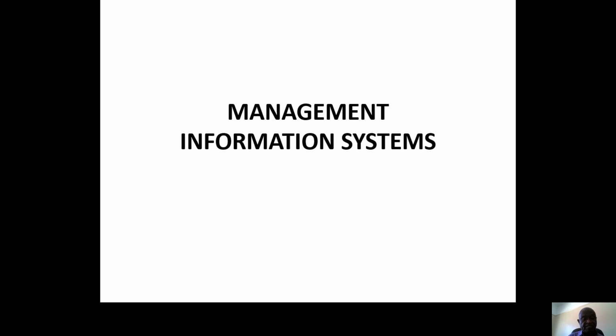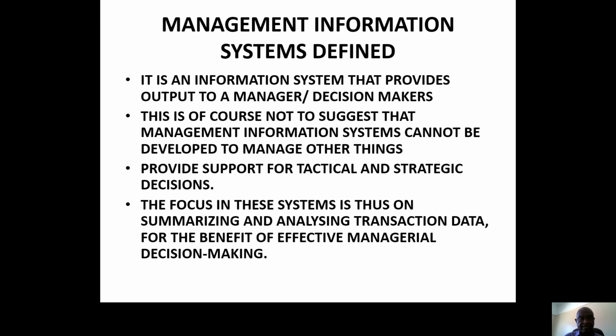We must define what management information system is, first of all. How would you define it? It is an information system that provides output to the managers, decision makers. So it's a management information system. This is not, of course, to say management cannot be used anywhere else. You will see as we explain. It provides support for tactical and strategic decisions.